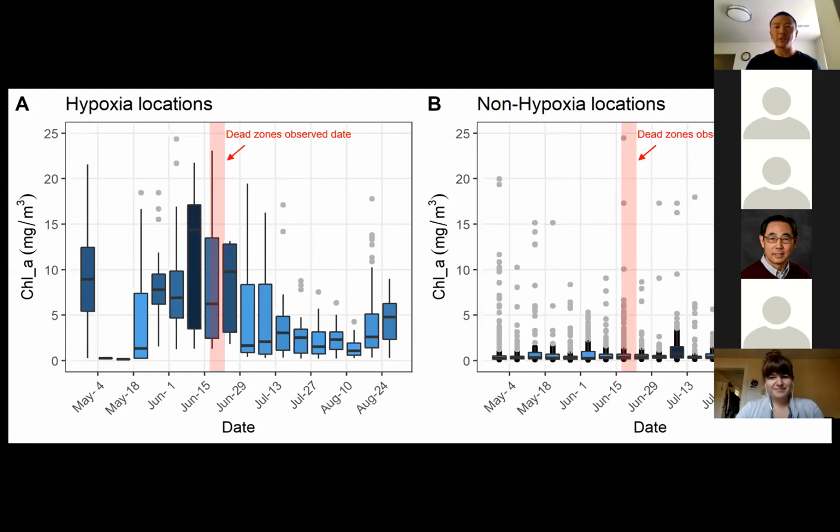And this figure may show a better sense. For example, the left-hand figure A shows the locations where dead zones were identified. You may notice there is pretty high chlorophyll A, but for other sampling locations, there are no dead zones, and the chlorophyll A is pretty low.